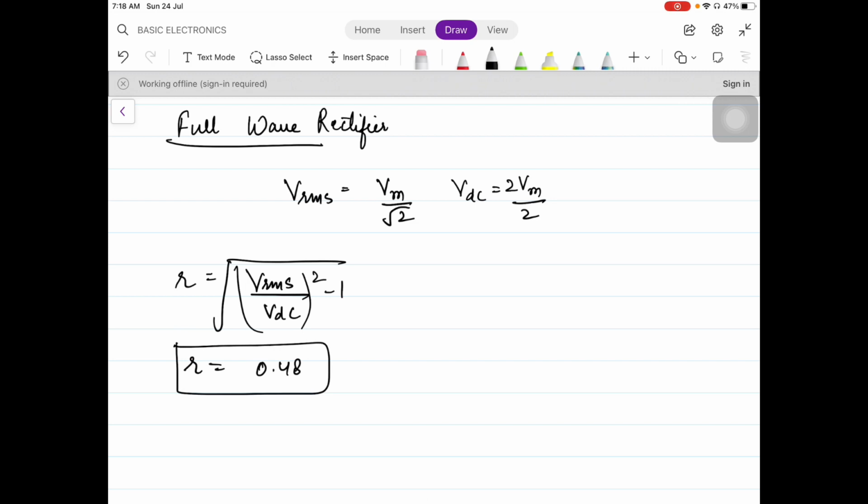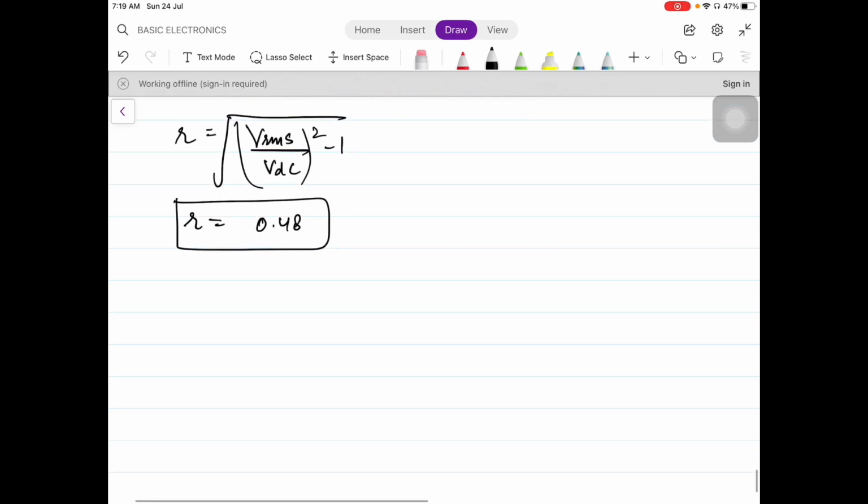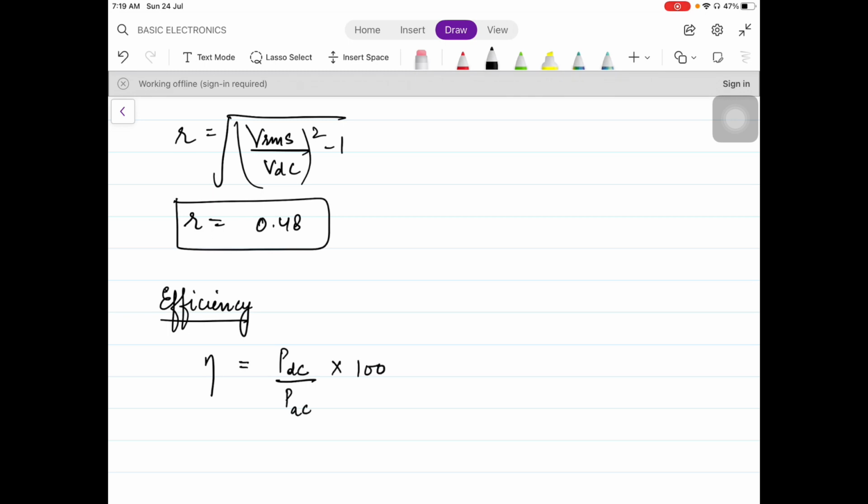So you must know how to calculate the ripple factor for the half and full wave rectifier, because this question is very important from the exam's point of view. Now the second thing that we should know how to calculate is efficiency. Generally, efficiency is output upon input. A rectifier converts AC into DC, so the output will be in DC form. Therefore, efficiency is DC power upon AC power into 100, because efficiency is generally calculated in percentage.